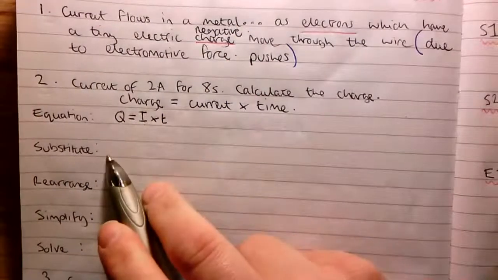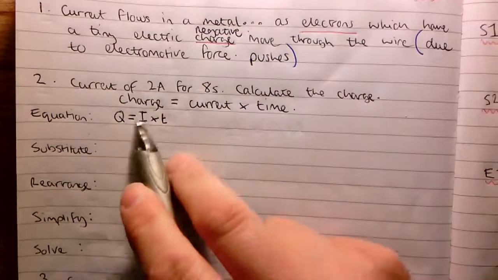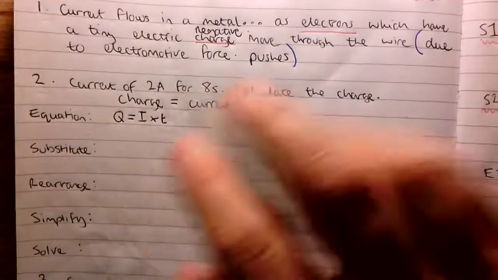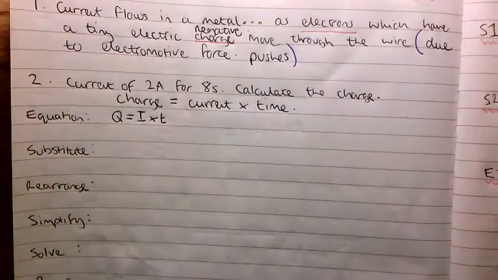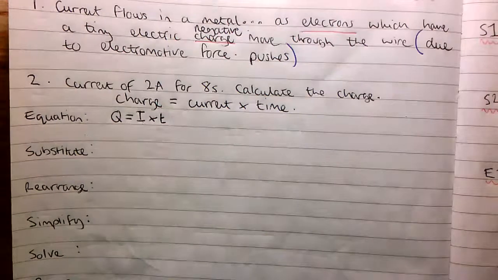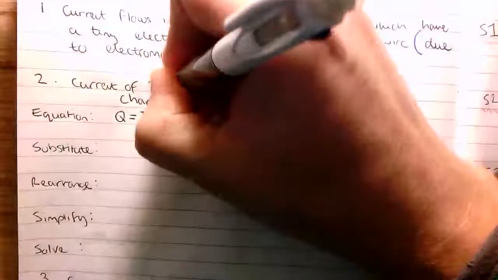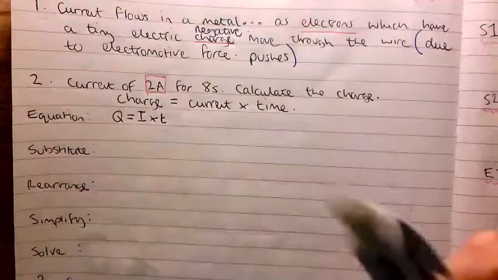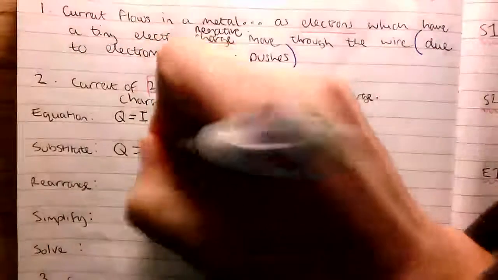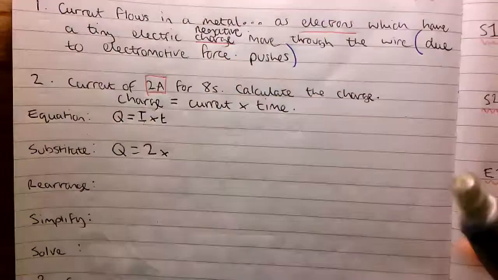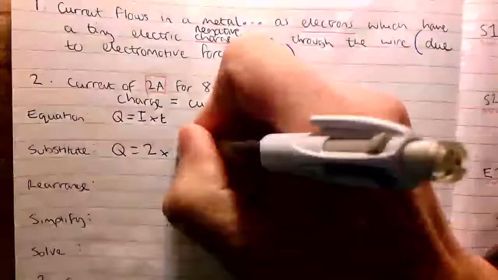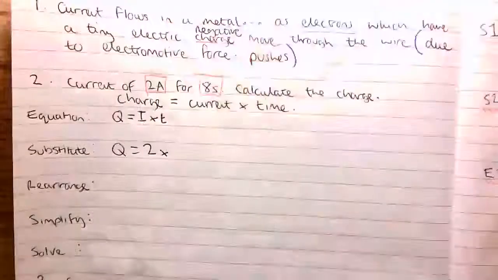Right, next thing we do is substitute the values in. Do I need a current value in my equation? Yes, I've got a current of 2 amps, so I can substitute that value in. So Q is equal to 2 amps multiplied by, do I know a time? Yes, the time is there. Brilliant. So I can do 2 multiplied by 8.